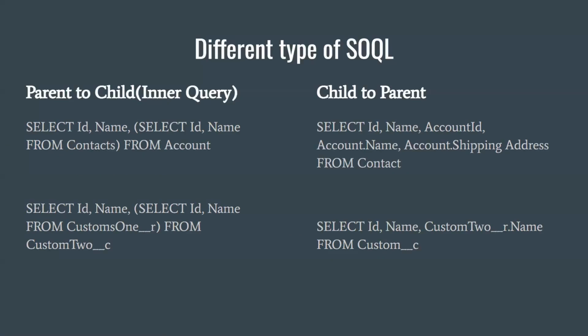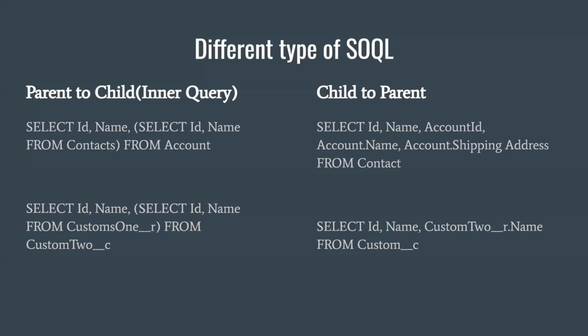Different types of SQL: there are two types, parent to child and child to parent. Parent to child is also called an inner query. In that, while executing a parent's query, we can get the data from the child also. So whenever we want to retrieve the related child records for a particular parent or a set of parent records, we use this concept of an inner query.